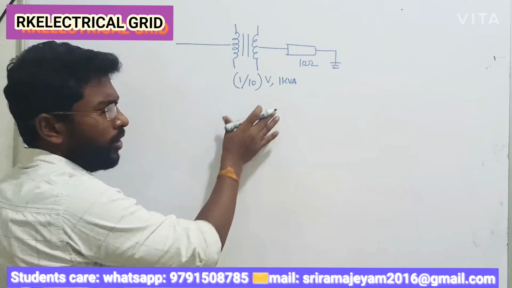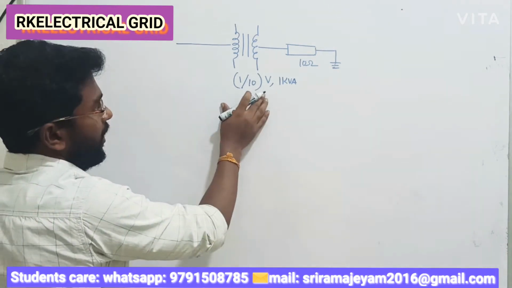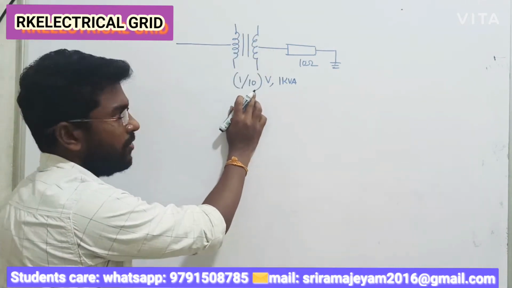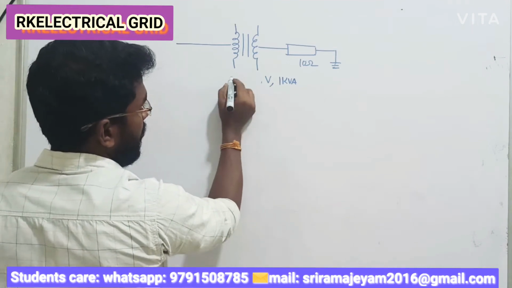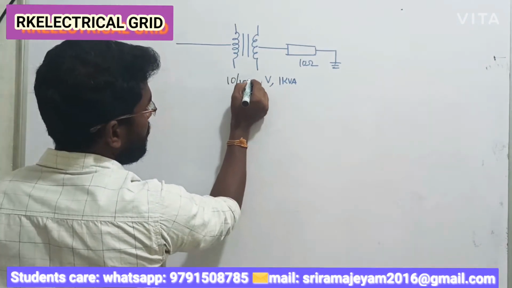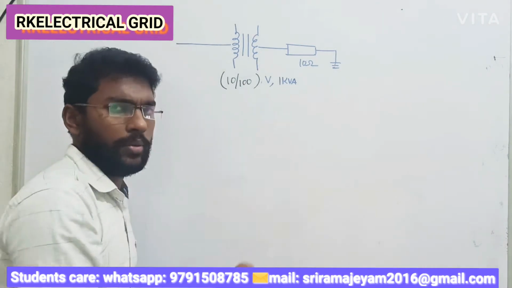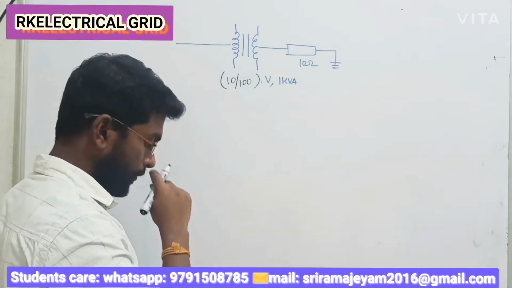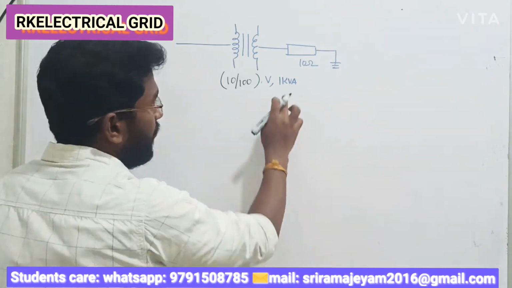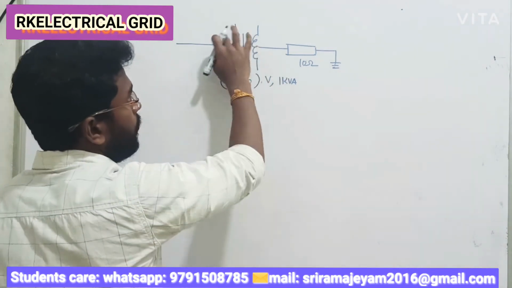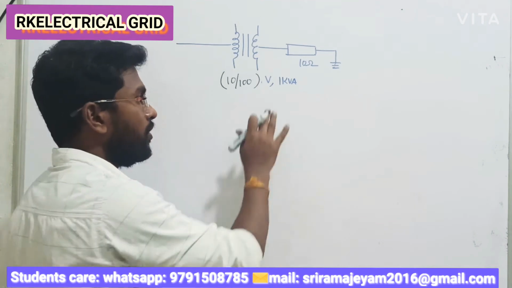I took a simple transformer. Here my winding connection is 10/100 voltage, as we took before. Yeah, we can go with the same value, 10/100 voltage. Clear? Then the rating we took is a 1 kVA transformer, right? Yeah. Guys, first thing, the kVA rating of the transformer will remain the same on both sides. First conclusion. You cannot change this.